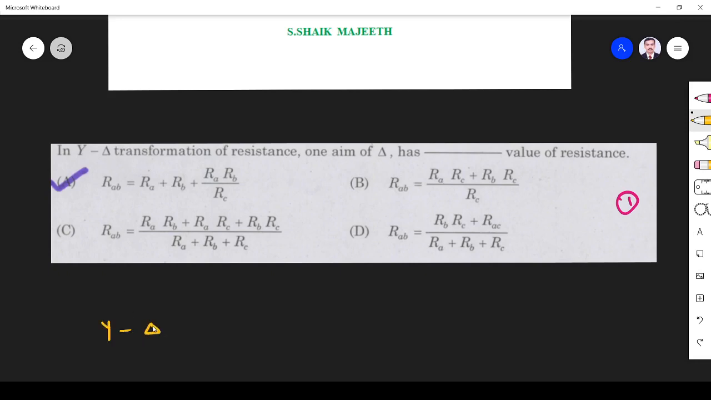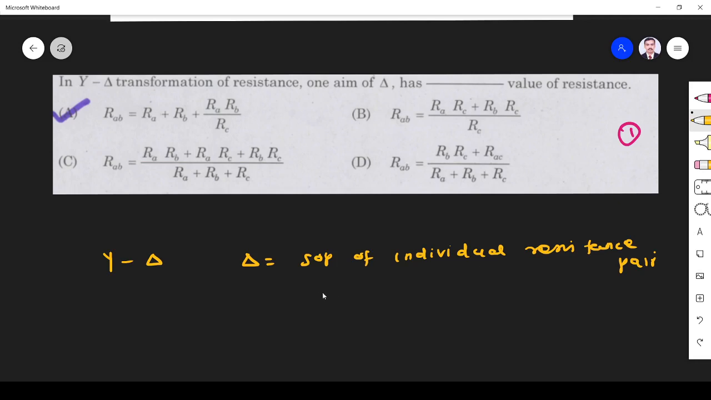In Y to delta transformation, the equivalent resistance, we know the delta value, is given by the sum of products of individual resistance pairs divided by the opposite resistance, called R opposite. So, sum of the product of individual resistance pairs.